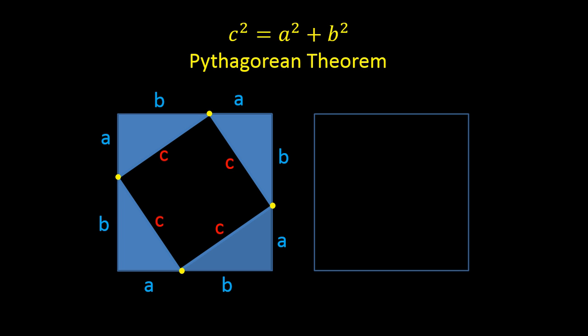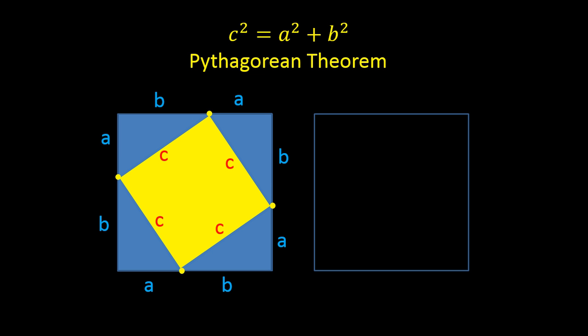Now if you look at those right triangles that surround that inner square, you'll notice that the 4 right triangles are identical in area. Keep in mind that we started out with a square on the left and a square on the right that had exactly the same area. In the middle, we have a smaller square that has an area of, well, let's see, C times C, or C squared.